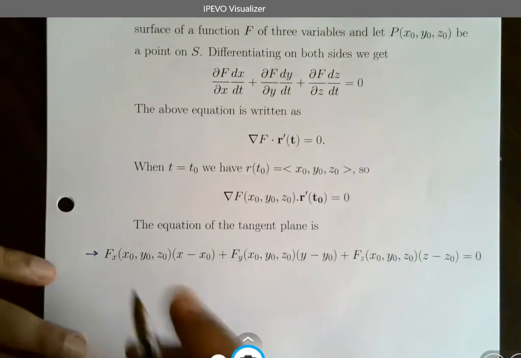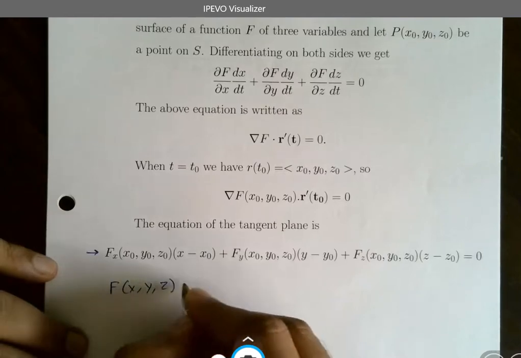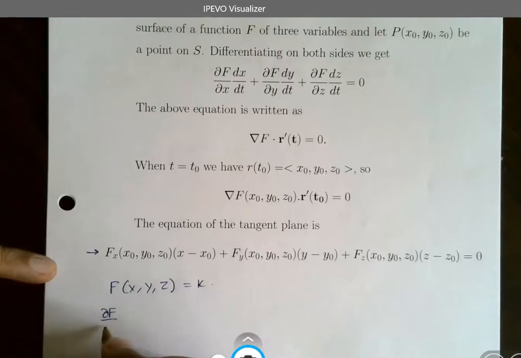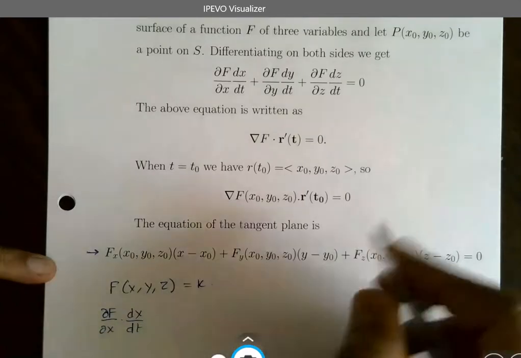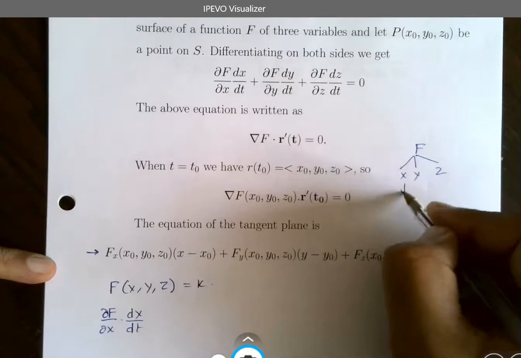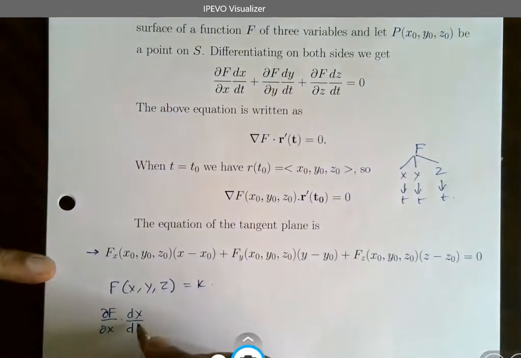Now, why are they saying that? Let's say you have f of x, y, z equals k. When you differentiate it, they're saying it is ∂f/∂x times dx/dt. Remember, f is a function of x, y, z, and x is a function of t, y is a function of t, z is a function of t. That's why they're doing that.